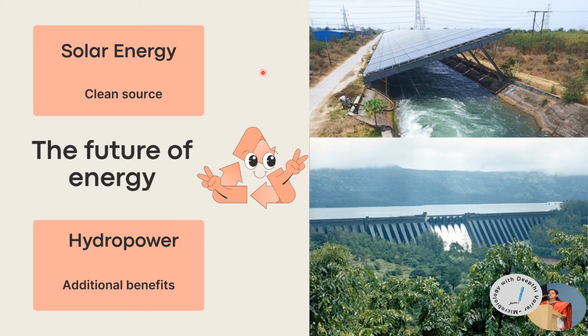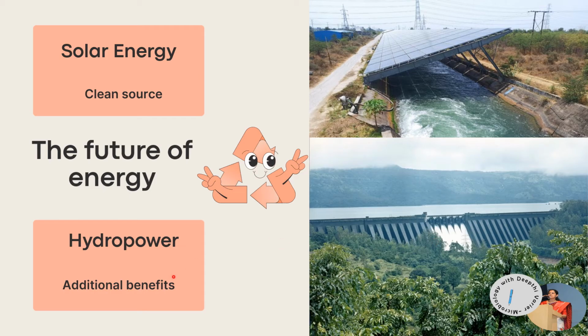So this is one way in which we can save on space and at the same time generate solar energy. The second one is hydropower, which is energy from the flow of water. Now, this not only is a clean source, and a renewable energy, it helps us to conserve the fossil fuels.